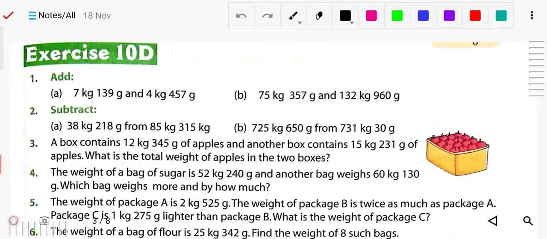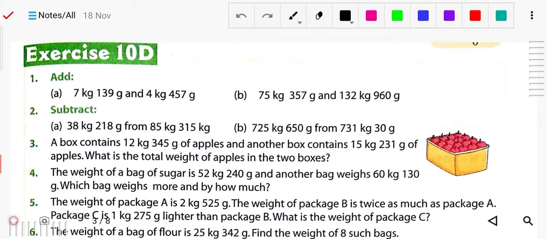Good morning, students. Today we will solve exercise 10D, page number 163. In this exercise, we will solve addition, subtraction, multiplication, and division of weights like kilograms and grams.